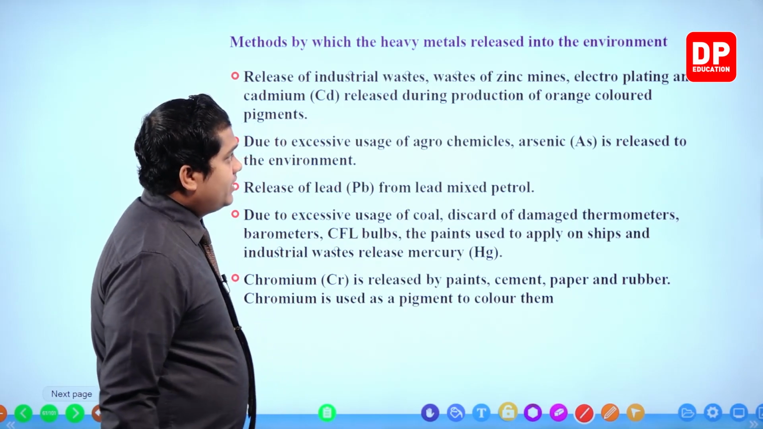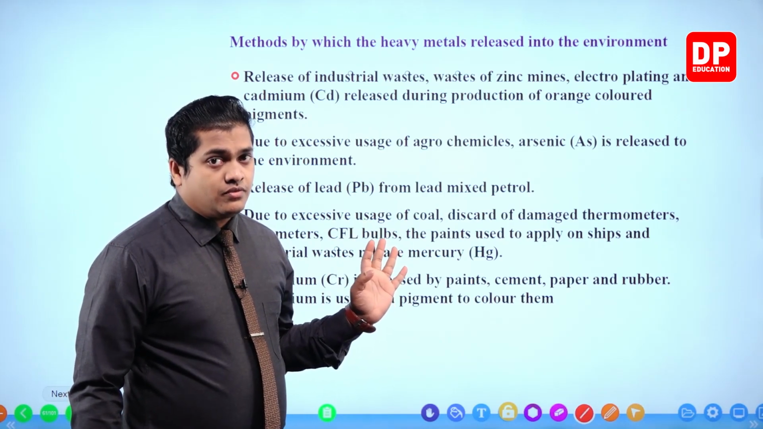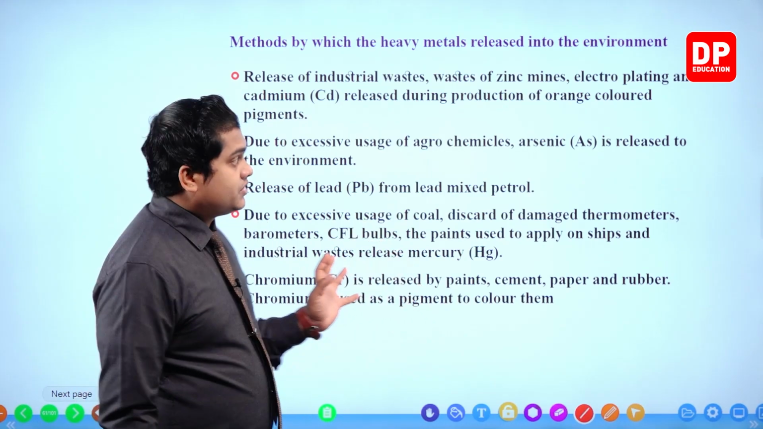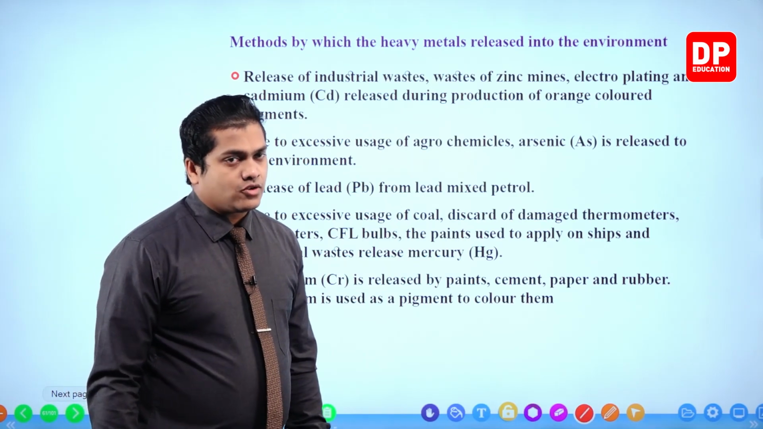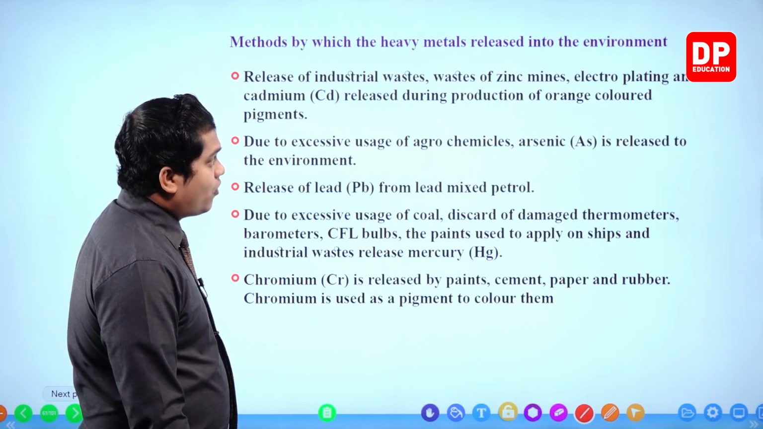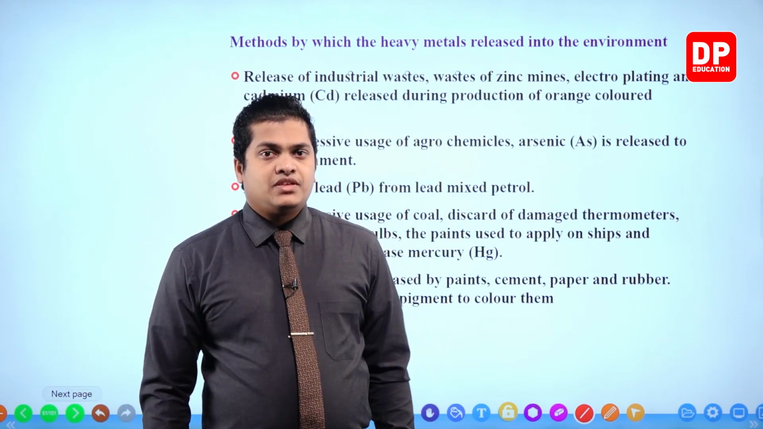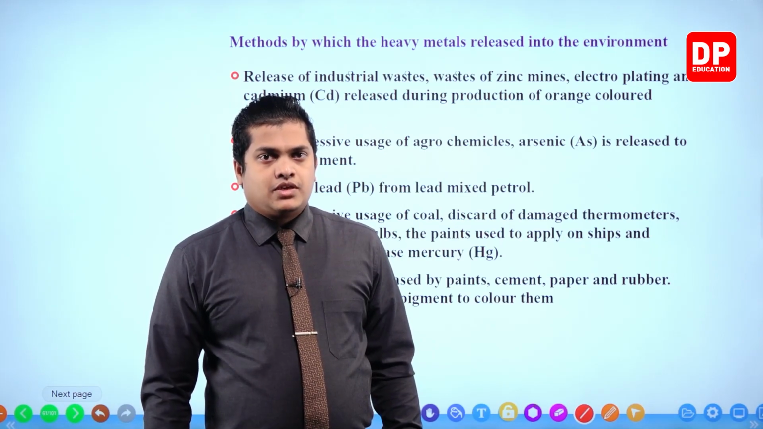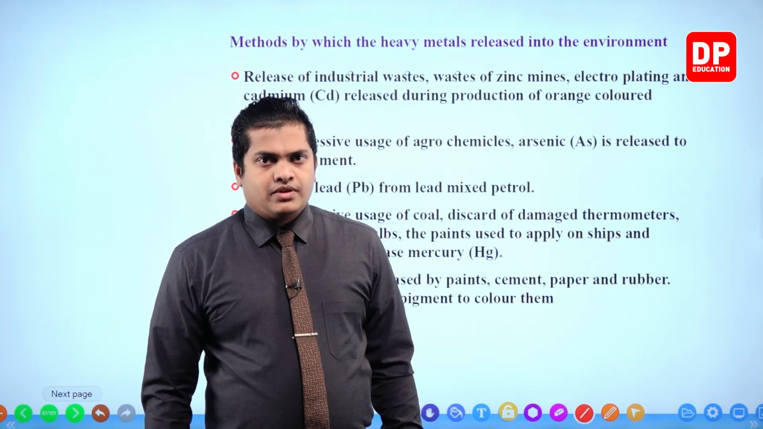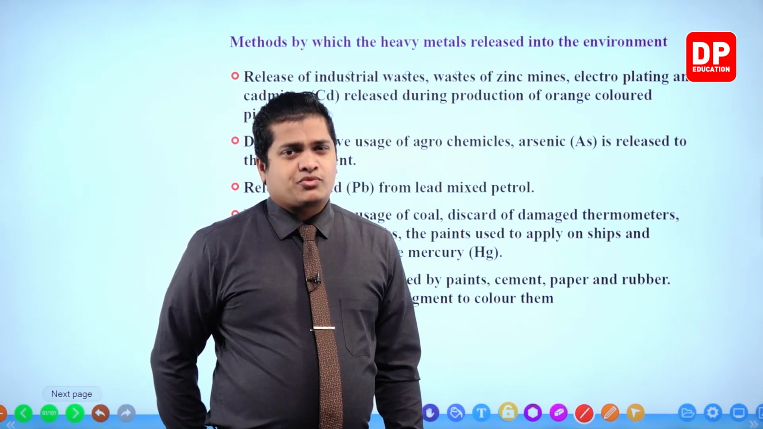Okay, so in that way, my dear children, zinc is added by the zinc mines also. From zinc mines also, during the process of extraction, zinc can be added to the environment. Then electroplating, like I said about the electroplating, right? And cadmium released during the production of orange color pigments. Cadmium has a unique orange color. Cadmium is used to create orange color pigments. So during the creation of orange color pigments industrially, there is a possibility to release cadmium to the environment. You have learned that cadmium is a heavy metal. Okay, so this is the first way, by the industries mainly.